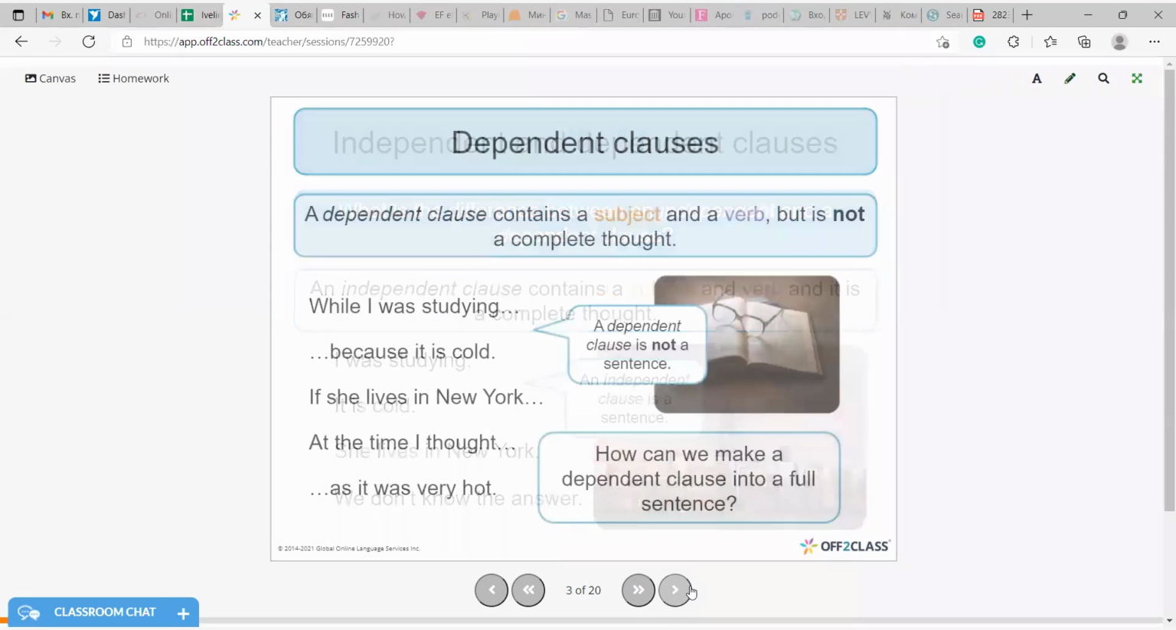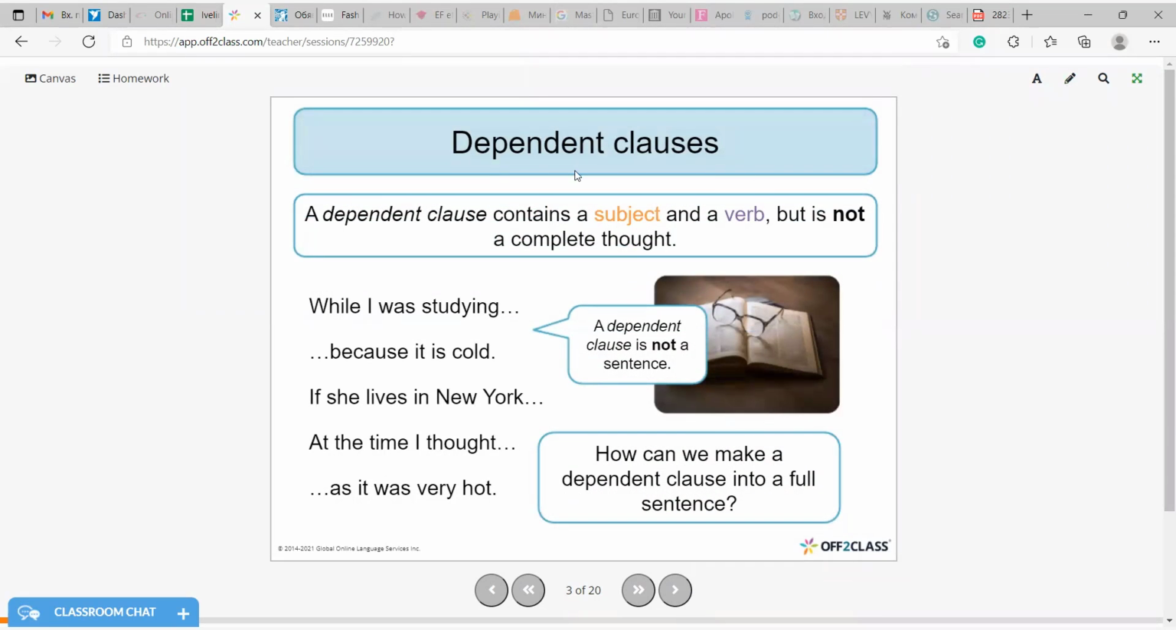Let's see what the difference is with dependent clauses. Dependent clauses, again, have a subject and a verb, but they're not complete thoughts. Okay, and you can see here that we don't have full stops at the end. So we have the subject and verb everywhere.